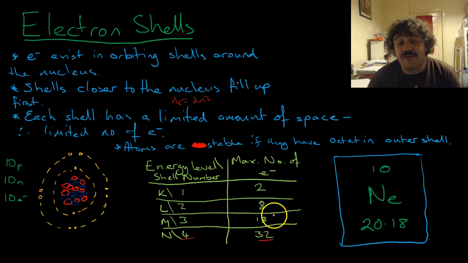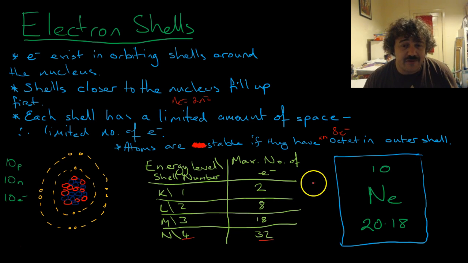Now, this number is important. An atom is stable if it has an octet in the outer shell. That means 8. So if they have 8 electrons in the outer shell, they're stable. They won't tend to react with much.